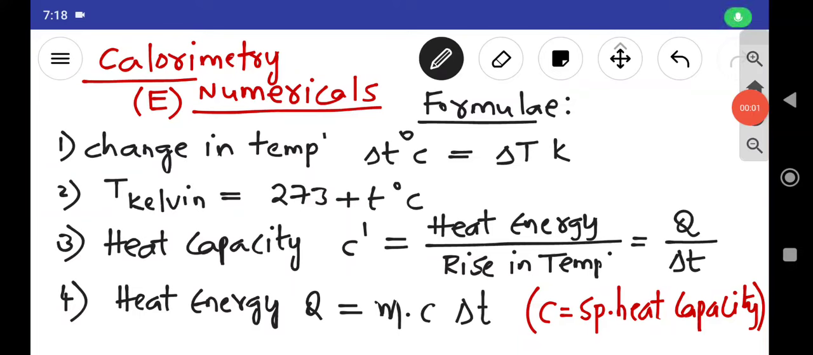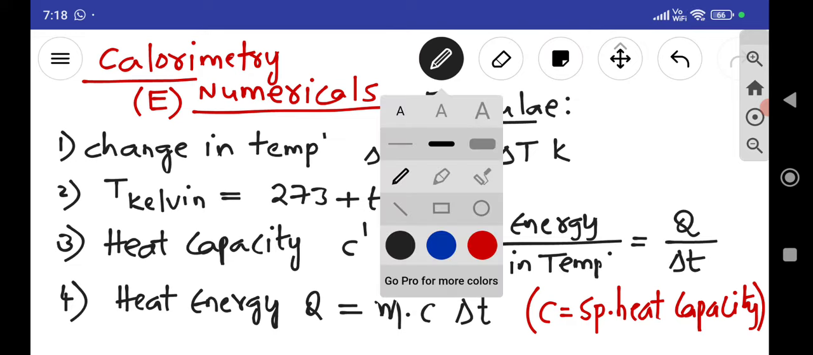Good evening students. Today we are going to discuss calorimetry numericals. First we will start with the formulae. First one, change in temperature delta T, whether it is in degrees Celsius or Kelvin, it will be same. Second one, conversion of degrees into Kelvin, 273 plus T.